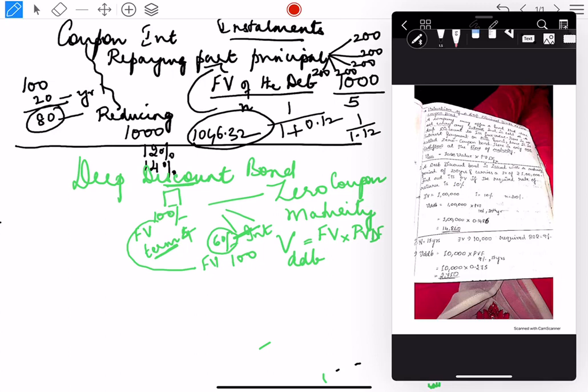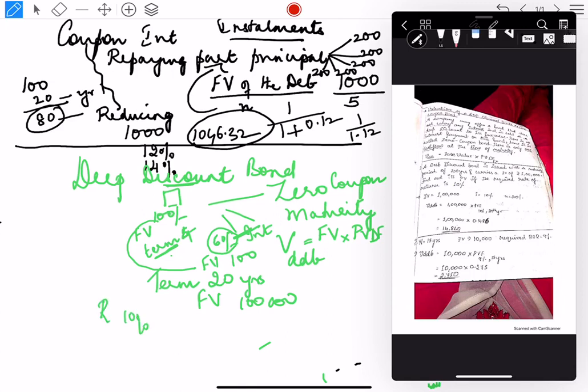Take the problem, girls. It's right in front of you. I hope you have kept it ready. A deep discount bond is issued with a maturity period. That means term is how many years? 20 years, right? Term is 20 years. And it carries a face value of 1 lakh. So after 20 years, at the end of 20 years, the company will pay back 1 lakh. Find out its present value if the required rate of return is 10%.